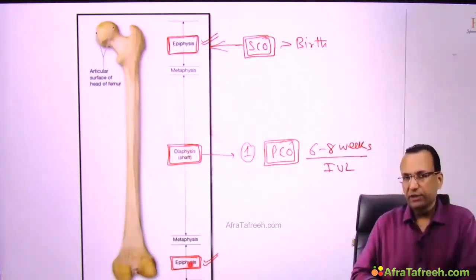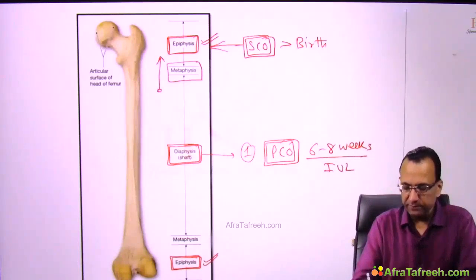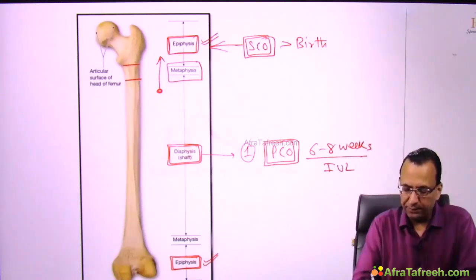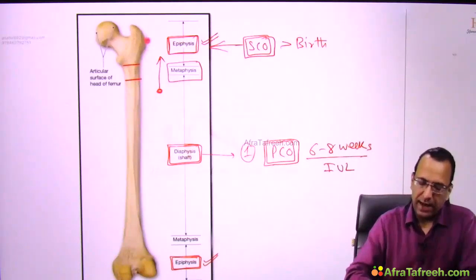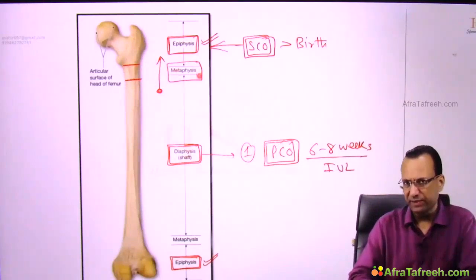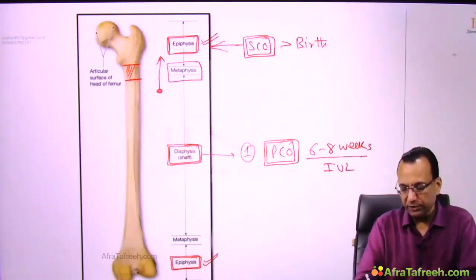What about the metaphysis? Metaphysis is the epiphyseal end of the diaphysis. What is that? It is the epiphyseal end of the diaphysis. You mean to say metaphysis is a part of the diaphysis? Yeah, it is. Metaphysis is a part of the diaphysis, but towards the epiphysis. That will be metaphysis here.